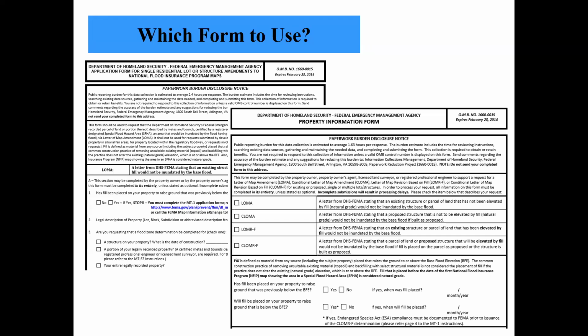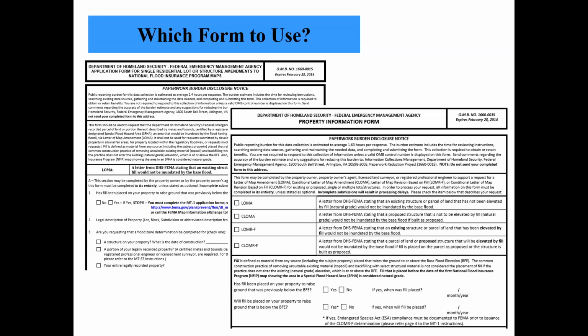We have the MT1 form and we have the MTEZ. The MTEZ is just a simplified version of the MT1. It's just meant to make things a little bit easier if you are working for one property. If it's just one single residential structure or property, you can use the MTEZ. If it's anything else, then you have to use the MT1. So that's like commercial. If it's multiple properties or for a LOMA that's in the floodway, then you have to use the MT1.